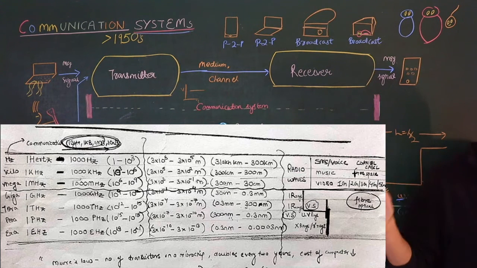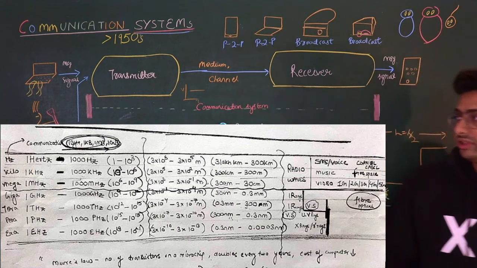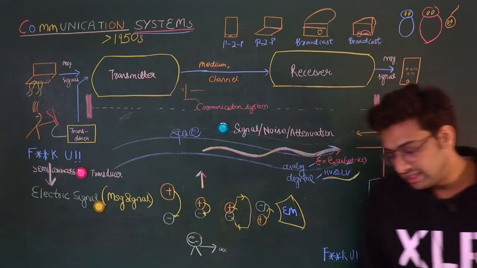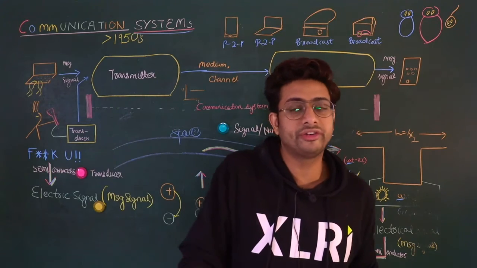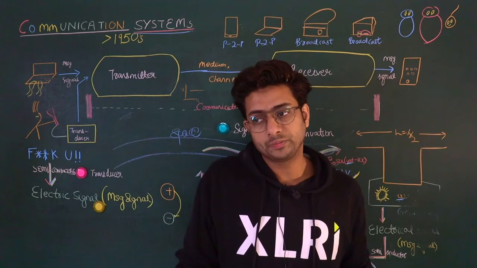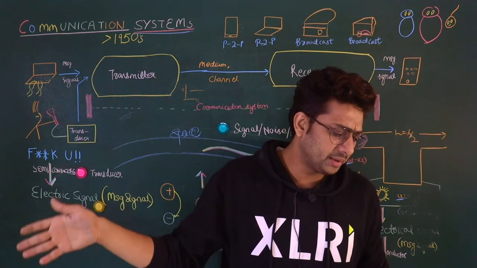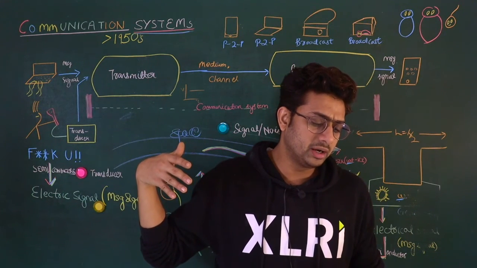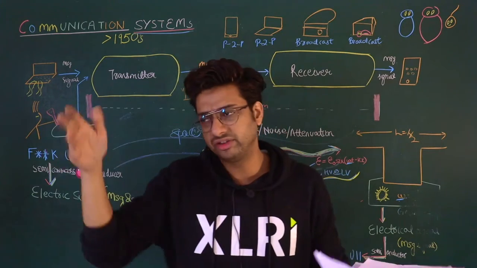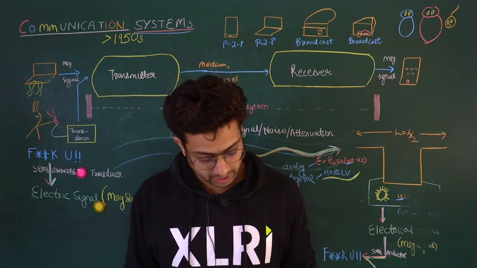So this table was there, guys. I'm removing the table now. This table must have given you the frequency bandwidth, and in what frequency, what is the medium, what is the kind of wave, what sort of content is sent in which kind of frequency.